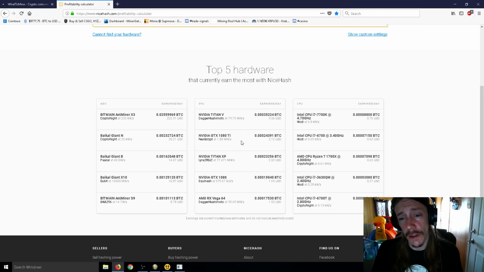A 1080 Ti used to be making five-something, maybe even $6 a day at its height, whereas the 1080 would be making just a little bit less, as you can see on here. So right now profits are pretty low.